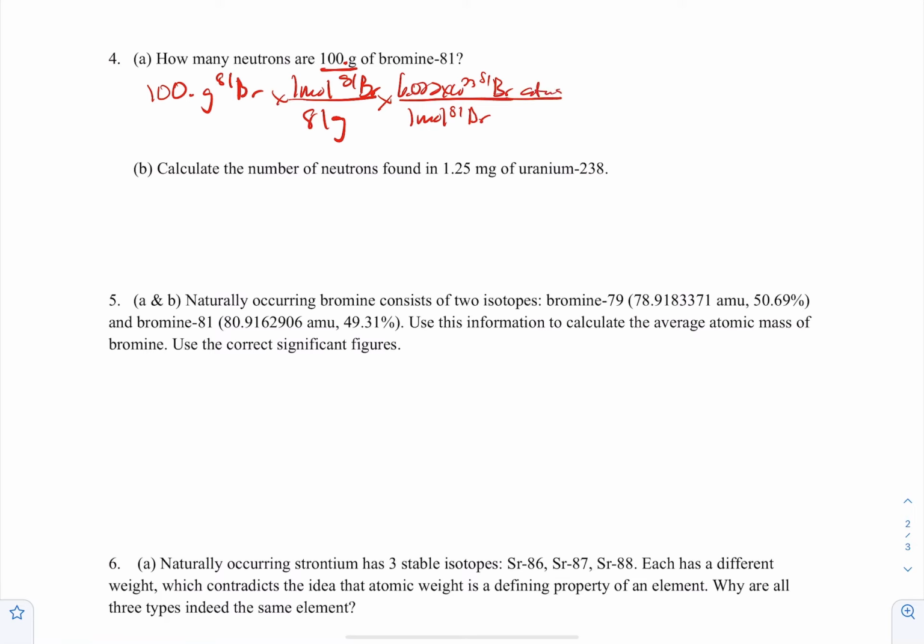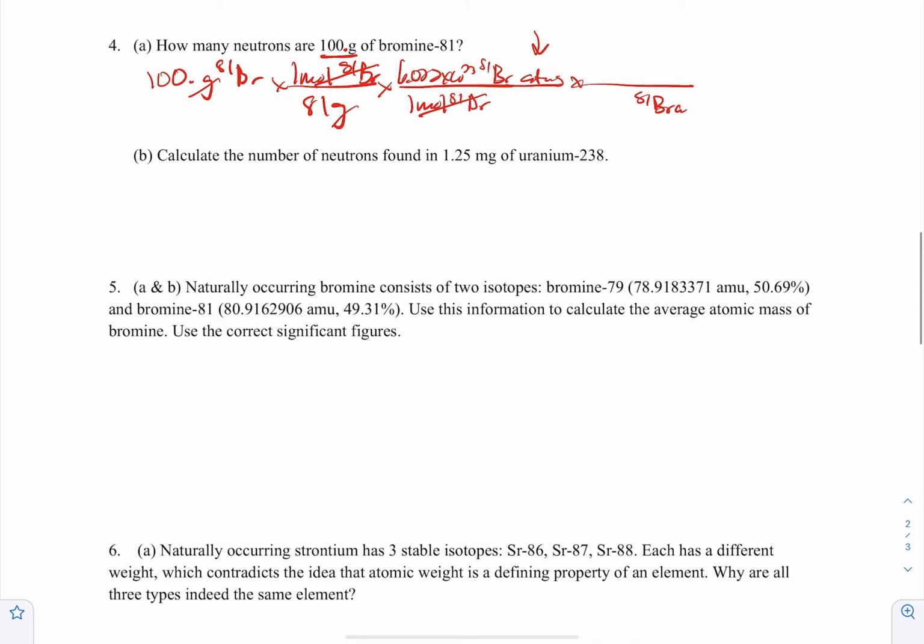Okay, atoms. So the mole here will only ever tell me number of atoms. I'm going to cancel out my grams here, cancel out the moles here. Now somehow I must have atoms next, right? So I'm just going to put bromine-81 next, atom. So I know that a bromine-81 atom has what? How many neutrons does one atom of bromine-81 have?